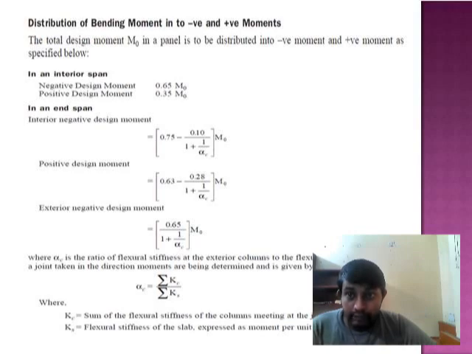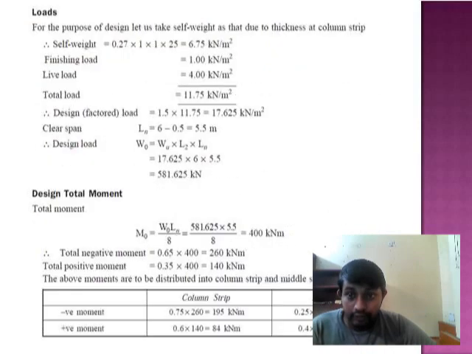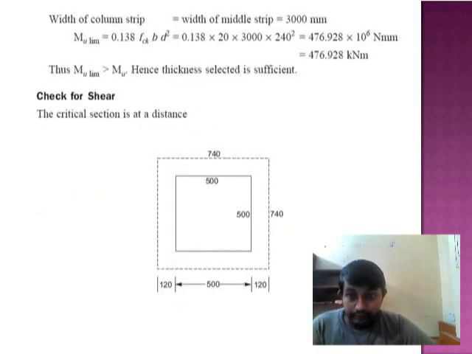It is nothing but negative design moment equal to 0.65 M0. So we are using that formula only. So we have calculated the net total negative moment as 260 kilonewton meter. Total positive moment is 0.35 into 400, 140 kilonewton meter. Now width of column strip is nothing but width of middle strip, 3000 mm.